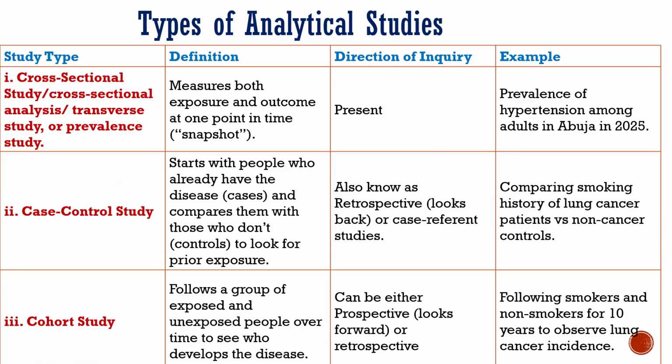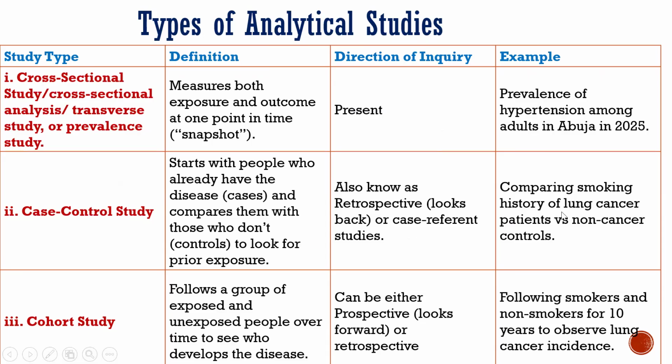So you can attribute that, okay, if you're smoking, you have the probability of developing lung cancer. I don't know if I'm making sense at this point, but I just want to differentiate case control study and cohort study here. In a case control study, people have already developed the disease, like lung cancer, all right? For example, comparing the history of lung cancer patients versus non-cancer controls.